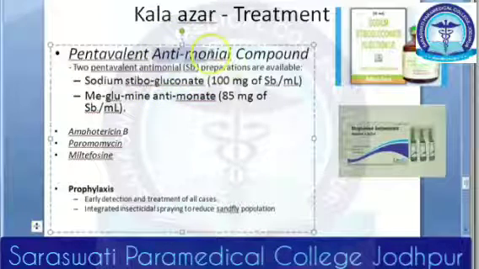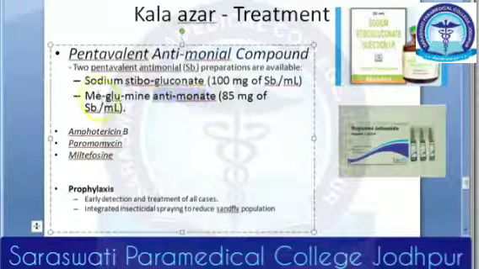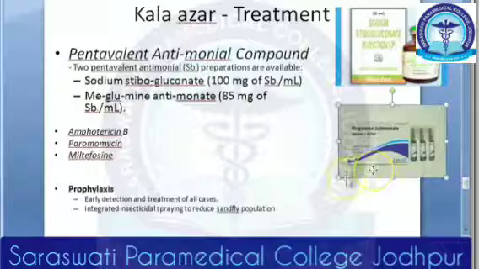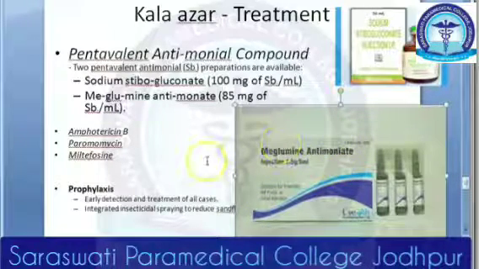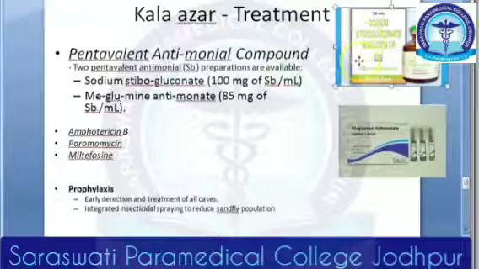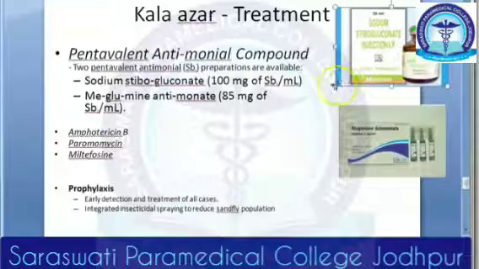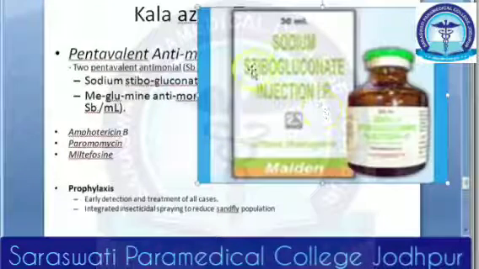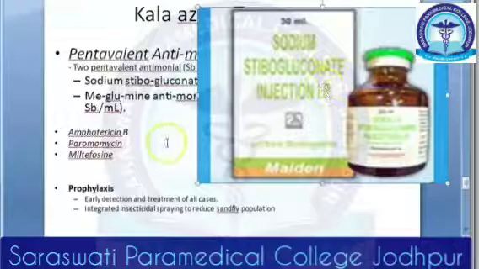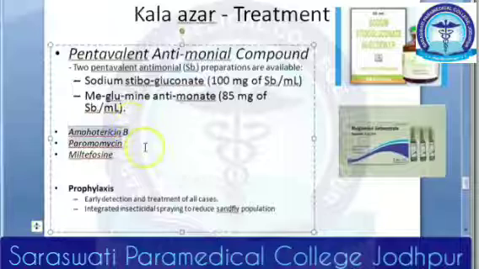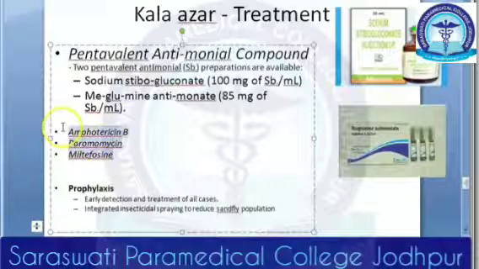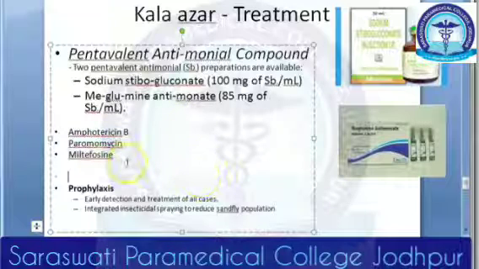So this is easy to remember, I think. Antimonial, antimonate. Meglumine antimoniate, and this one is sodium stibogluconate. Okay, both are injections. Other than this, you have options like amphotericin B, paromomycin, miltefosine. Okay, so options are there.